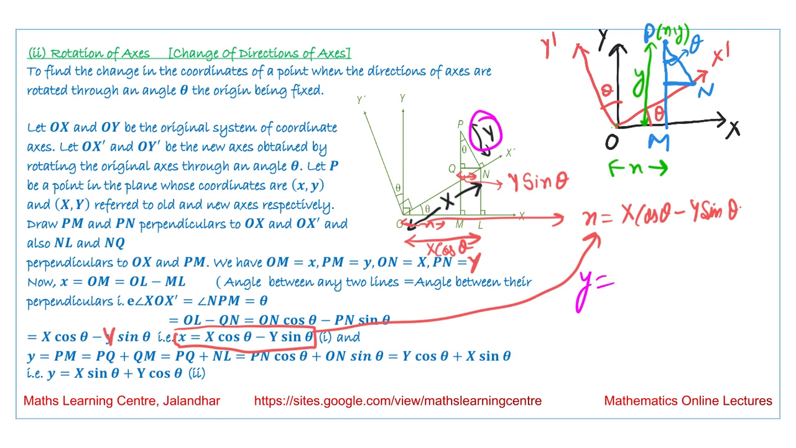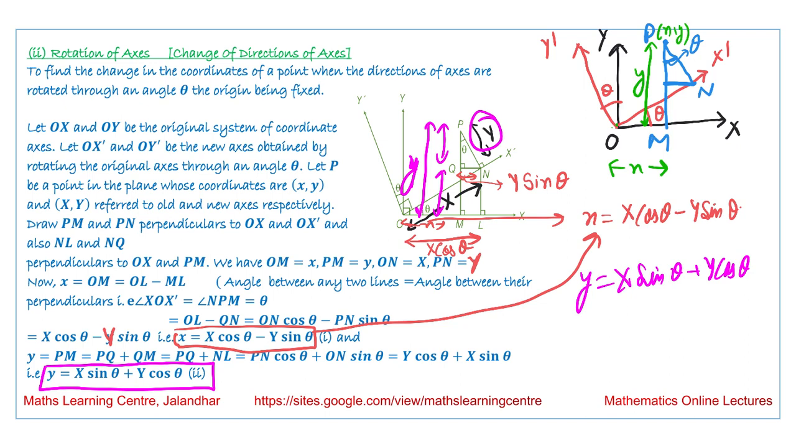Similarly, if we calculate the value corresponding to y, this whole length is small y. This part of the length and this part of the length, if we calculate, we obtain the value of small y, that is equal to X sin theta plus Y cos theta. So, these are the two equations that we have obtained.